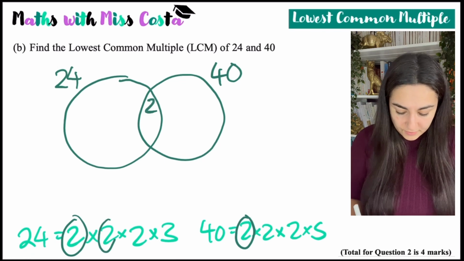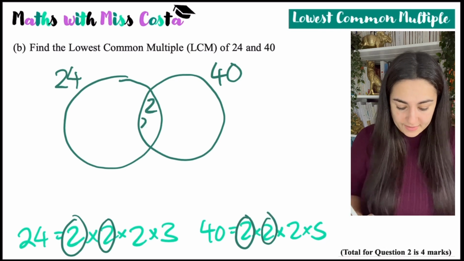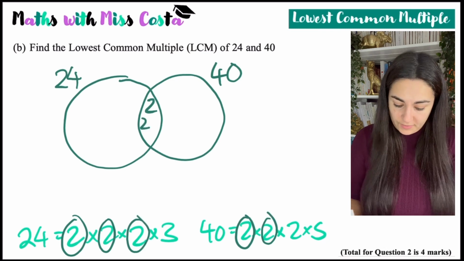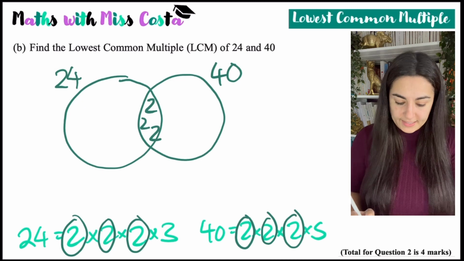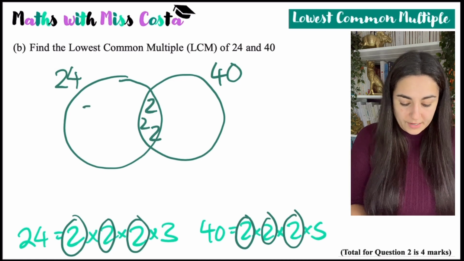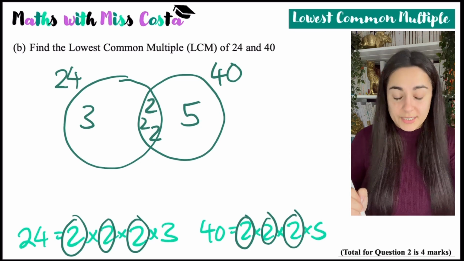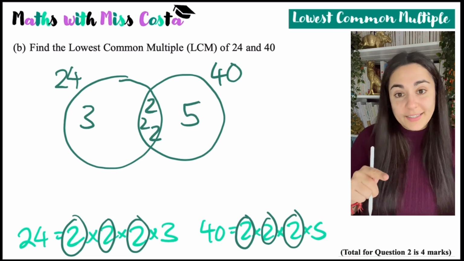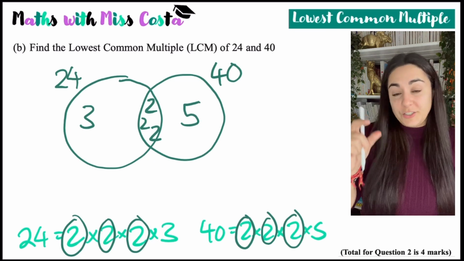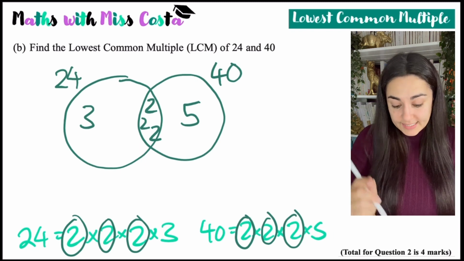Then I've got another 2 that's in common. So I'm going to put that in the intersection. And then I've got another 2 that's in common. So I'm going to put that in the intersection. And then I've got 3 over here that's a factor of 24 and 5 over here that's a factor of 40. So for the highest common factor, I just multiplied the numbers that are in the intersection.